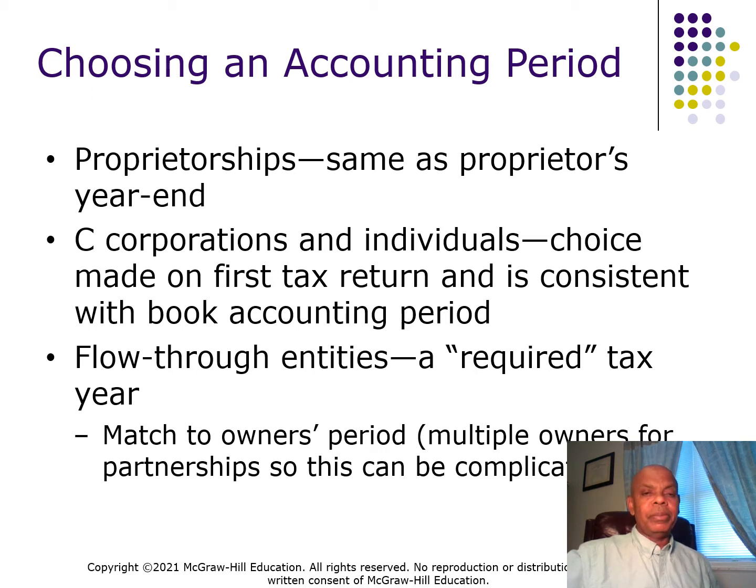Match to the owners' period: there are multiple owners for a partnership, so this can be a little complicated. Suppose you have a partnership with five or six different partners. They file the returns, right? With multiple owners, different partners may use different tax years, so that's going to get complicated.